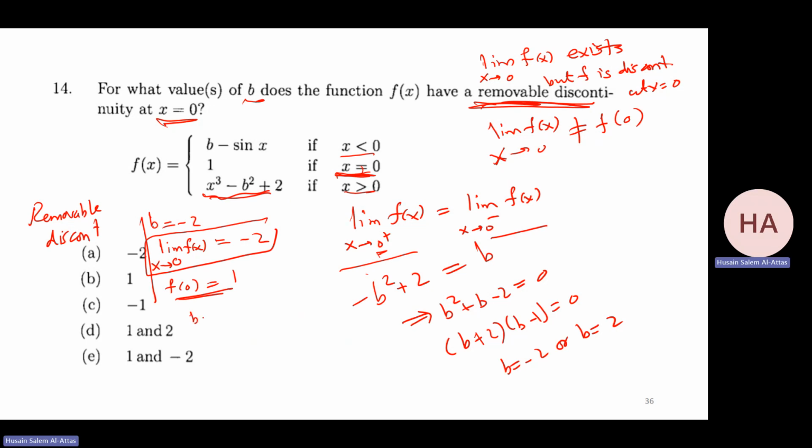For the case b equals 1, what will be the limit as it goes to 0? It will be 1. Here b equals 1, so this is 1. And f of 0 is equal to 1. So in this case, f is continuous at x equals 0.